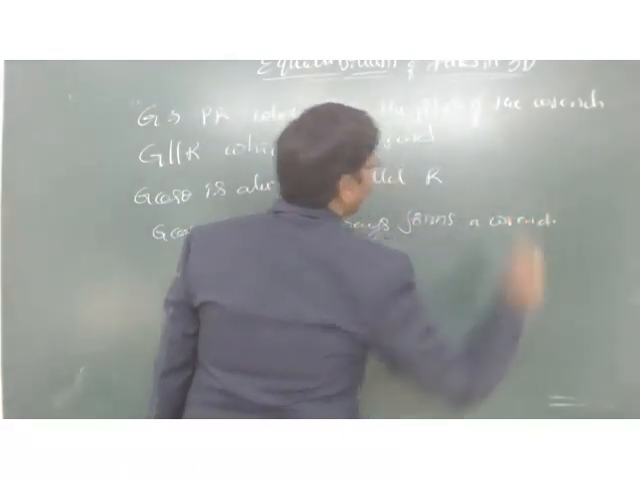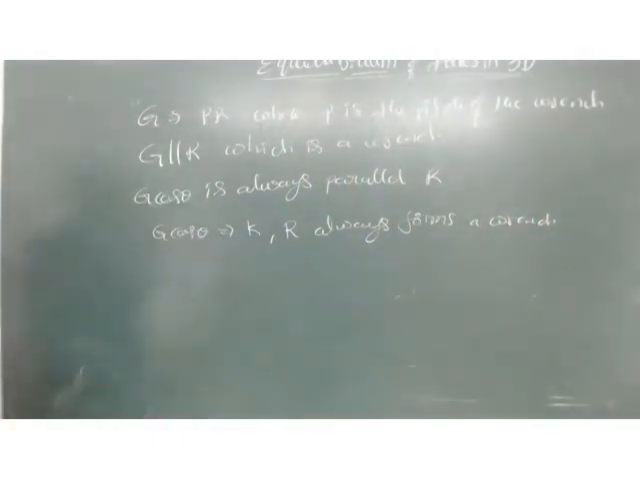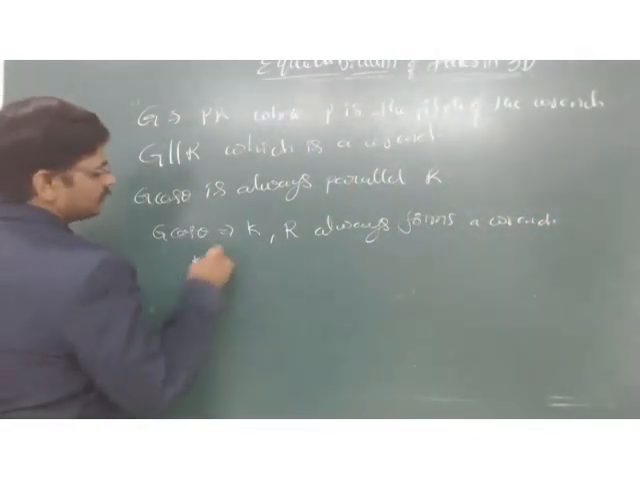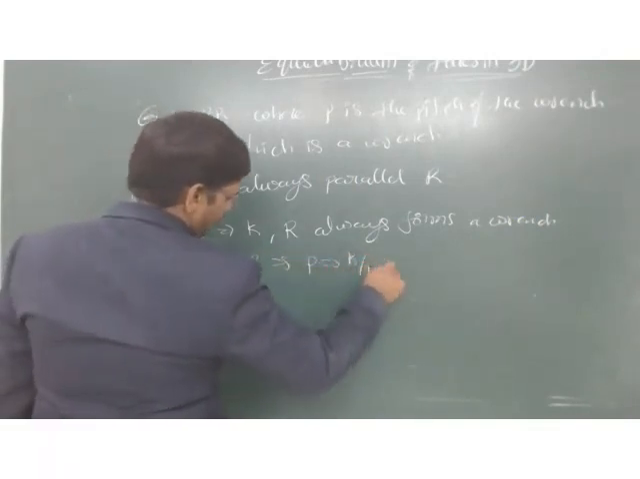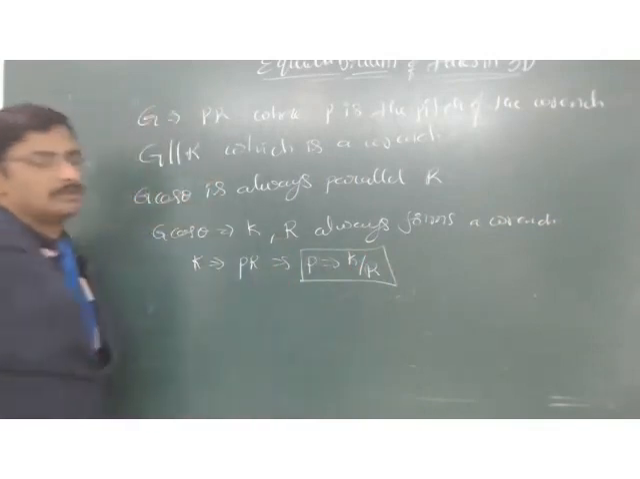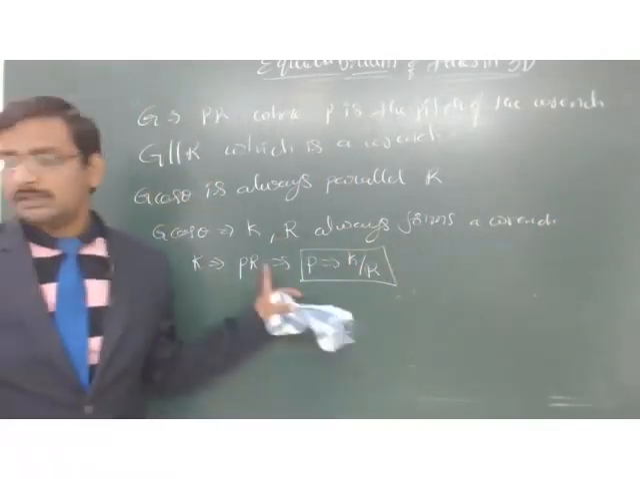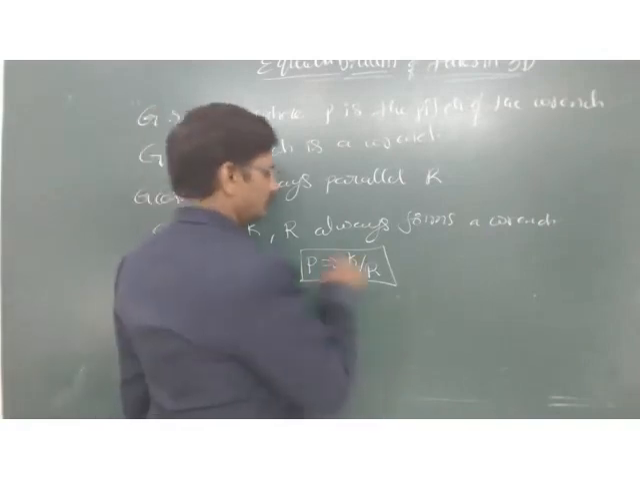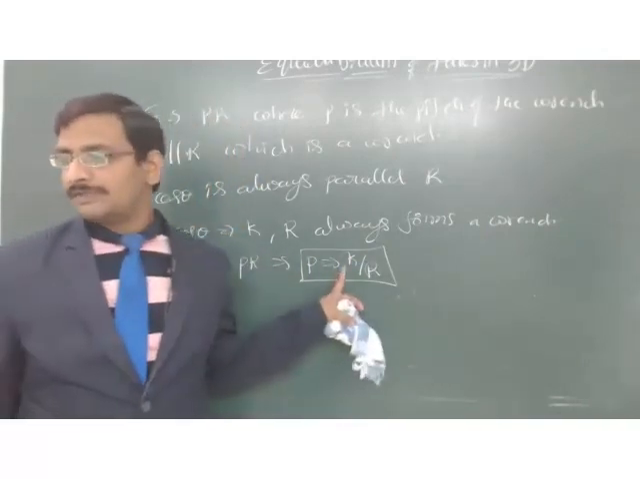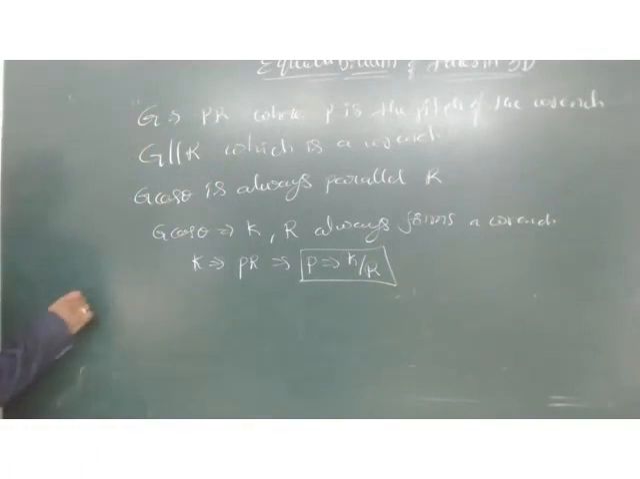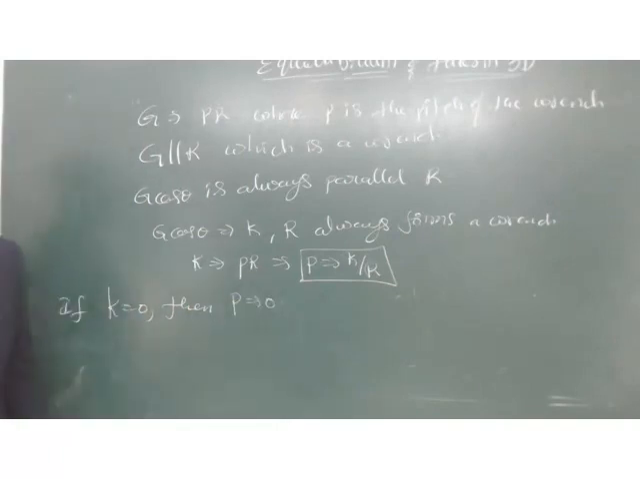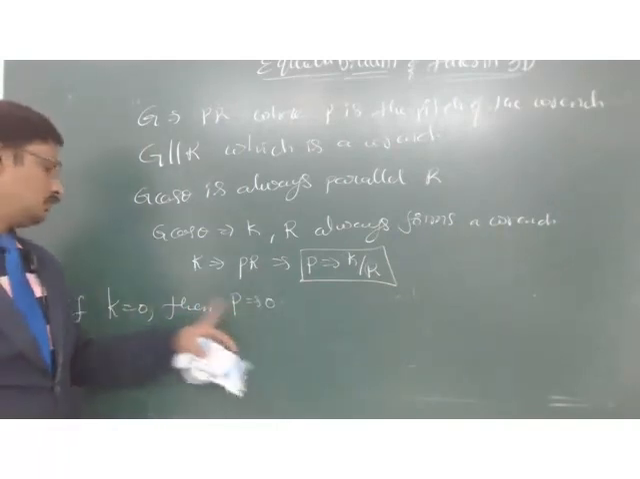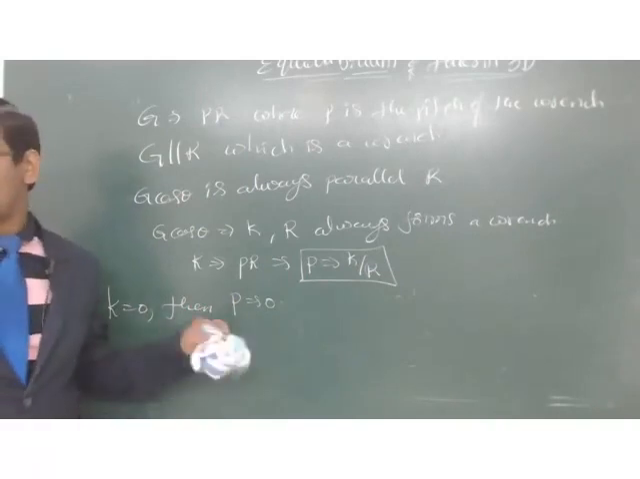If these two always form a wrench, then based on this relation, K can be expressed as PR, or P is equal to K by R. P is equal to K by R, where P is the pitch of the wrench. So if K equal to 0, then P equal to 0, right? And if P equal to 0, then K equal to 0, or vice versa, you can say.